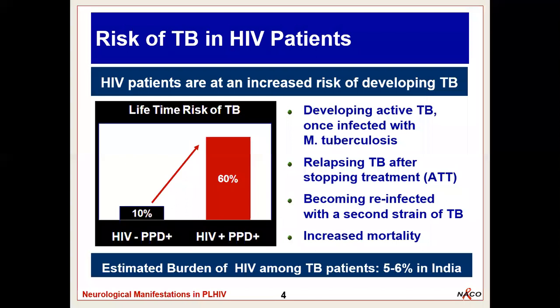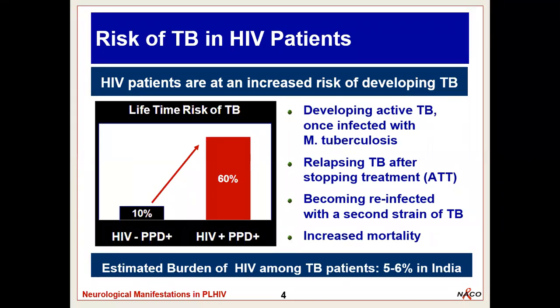In this slide, on the left side, there's a clear increment of the lifetime risk of TB in the HIV positive patient. For HIV negative and PPD positive it is 10%. If you see HIV positive and PPD positive, the lifetime risk is almost 60%, which is quite higher. The increased incidence of tuberculosis is due to the immunosuppression, and that too is more common in advanced HIV cases.